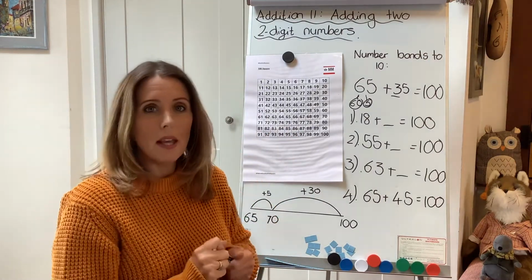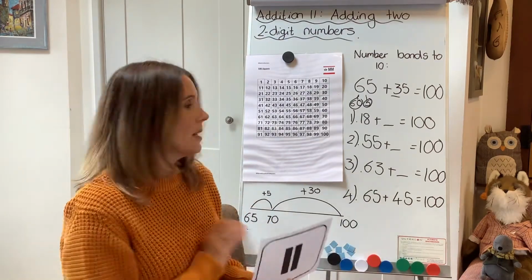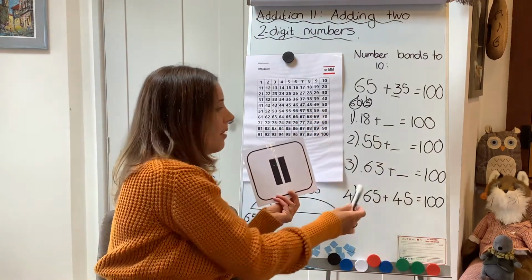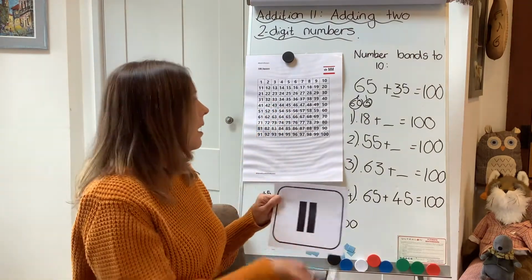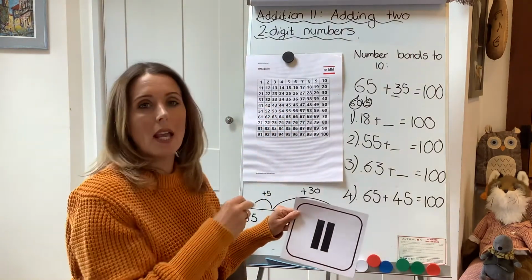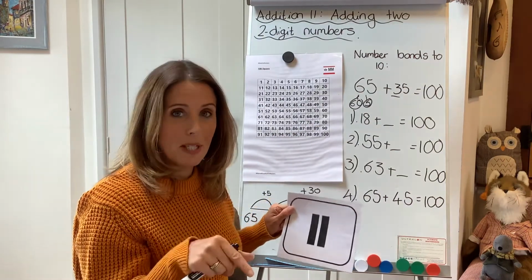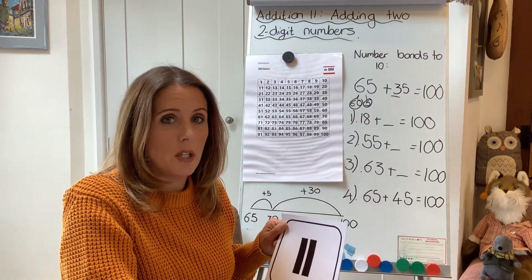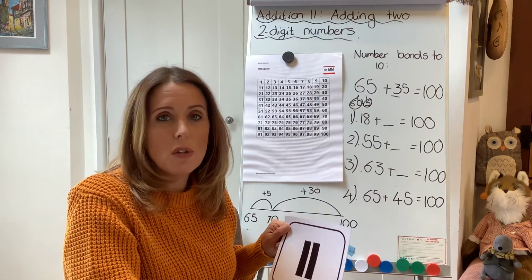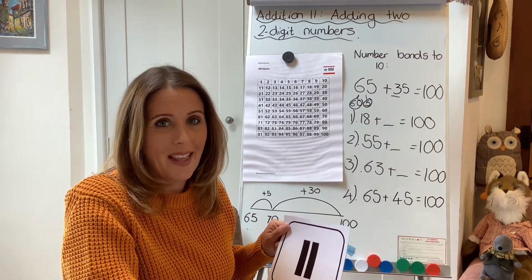What I want you to do is pause it and have a go yourself. Answer questions 1, 2 and 3 using a bead string, a number line or the 100 square. The 100 square, if you haven't got it, can be downloaded in the description section of place value number bonds section. So it's the addition number bonds to 100 in there.